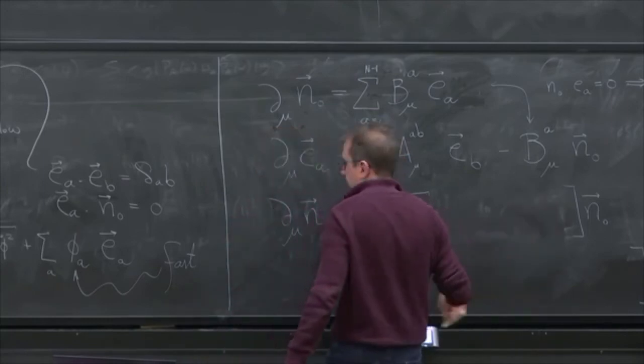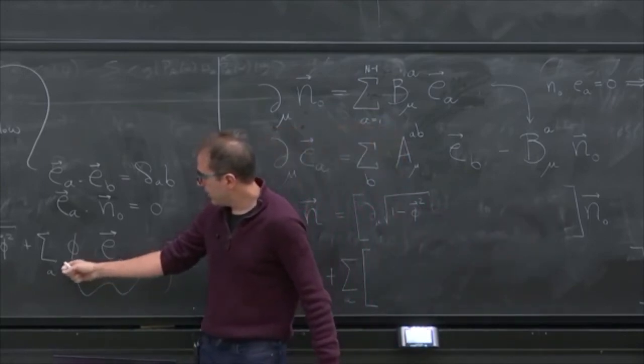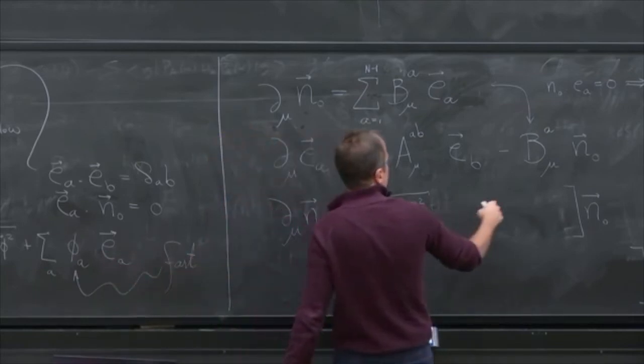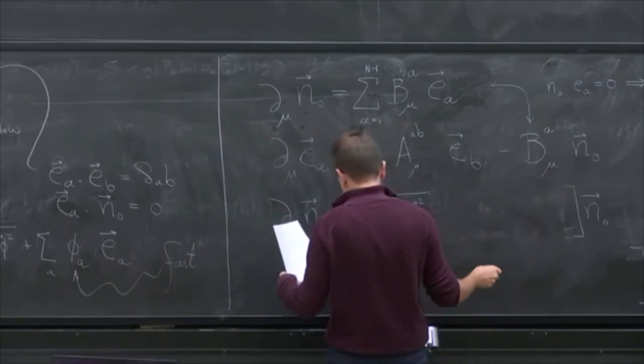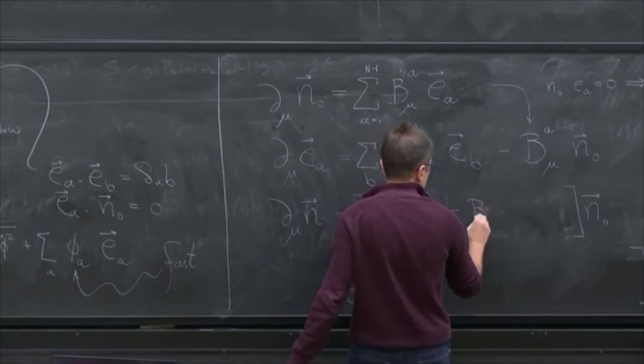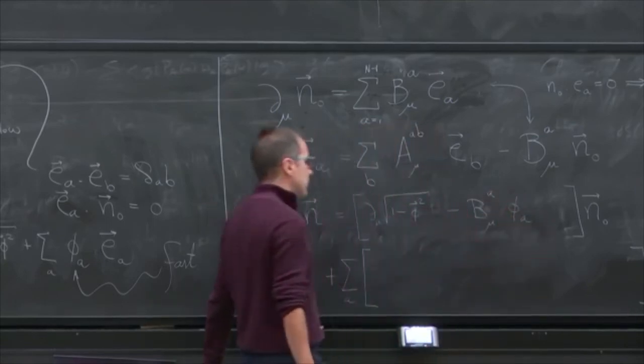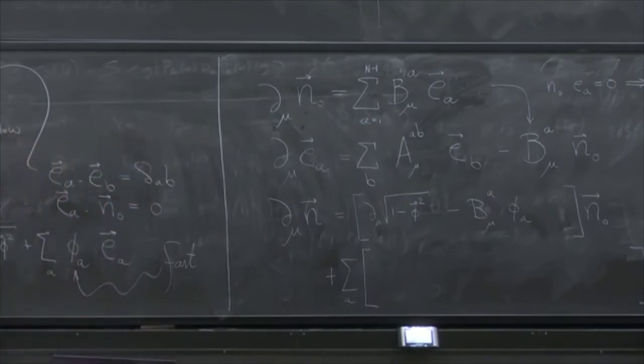Times N0. Then the derivative acting on phi A is not proportional to N, but the derivative acting on EA would give me this term. So I'll get minus B mu A phi A. And those are the only terms proportional to N0.